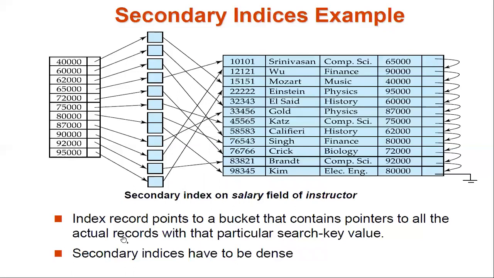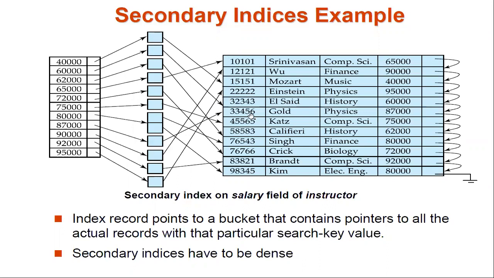Here the index record points to a bucket that contains pointers to all the actual records with that particular search key value. Instead of going directly from your index file to your original file, you can have an intermediate index file, that is, one more level of index. We call this a bucket. In this bucket a certain range of values will be saved. The index value will point to this bucket, and from this bucket it will direct to the corresponding record in the sequential file.